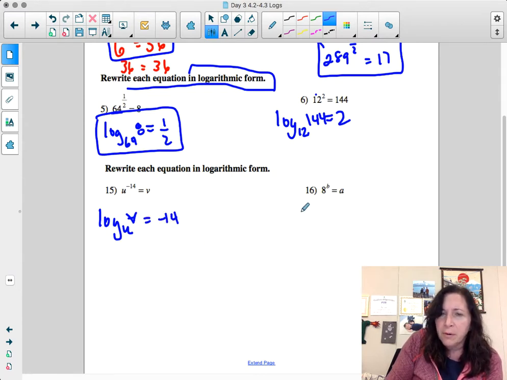For this problem, rewriting that, it becomes log base 8 of a is equal to b. Remember, your answer becomes your argument, and your base, which is 8, becomes your base here.